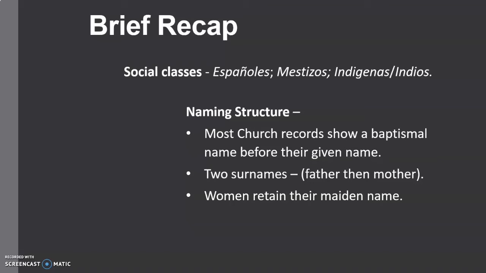Now the naming structure. Just remember that in church records, you'll have a baptismal name before the given name, like Jose Manuel or Maria Antonia. That's very, very common. There are always two surnames, the father's and the mother's. And remember that women always retain their maiden name. They never lose it even after they've gotten married.